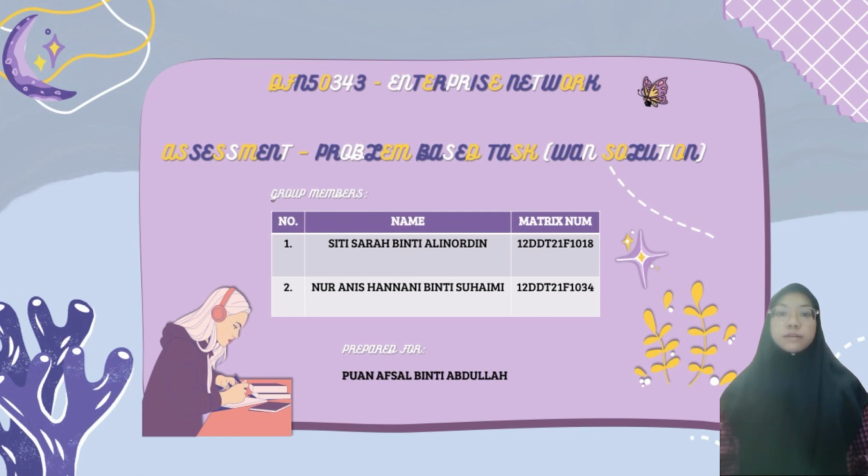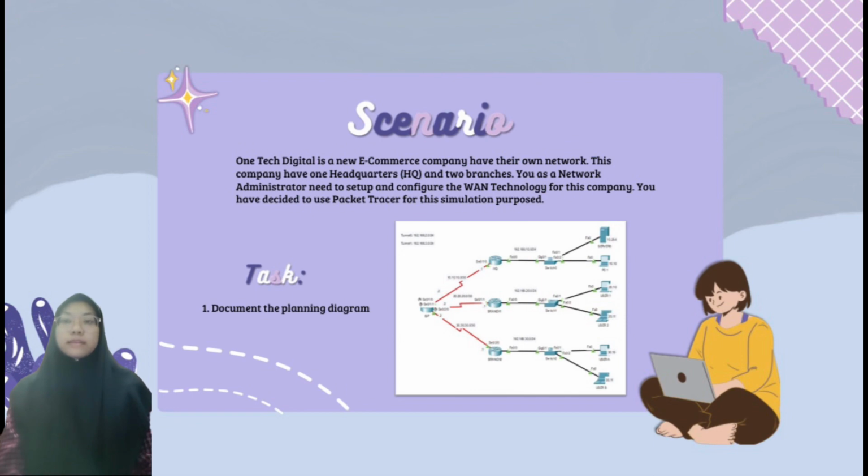Today we will present about our problem-based task for the subject DFN50343 Enterprise Network. Our PPT is about one technology solution. The scenario is One Tech Digital is a new e-commerce company that has its own network. This company has one headquarters, HQ, and 2 branches. We as network administrators need to set up and configure the one technology for this company.